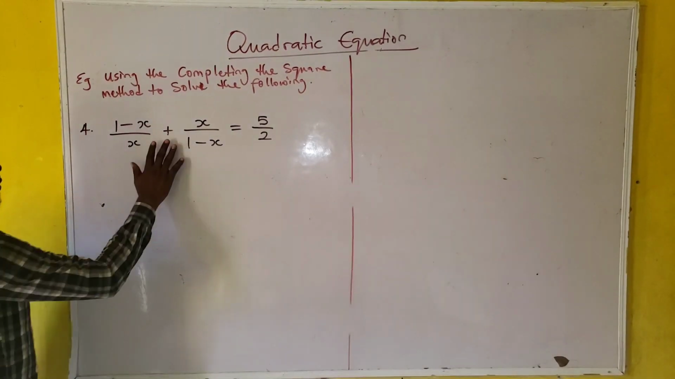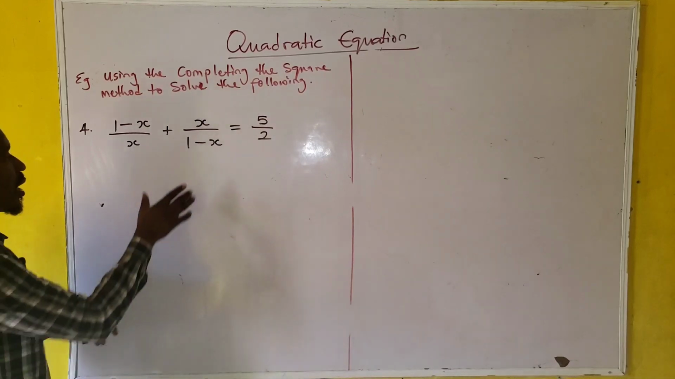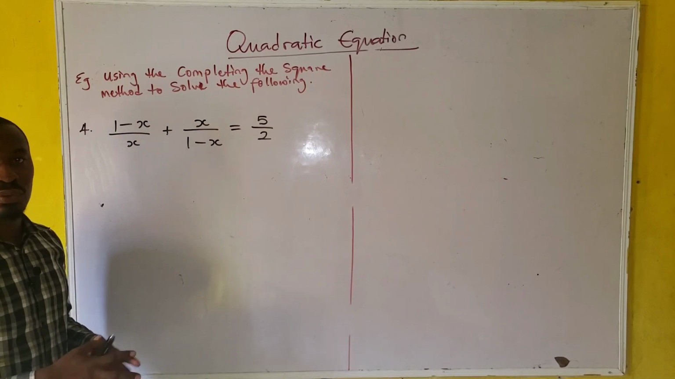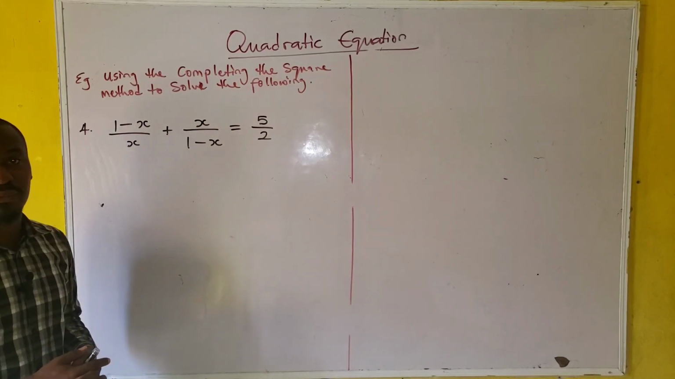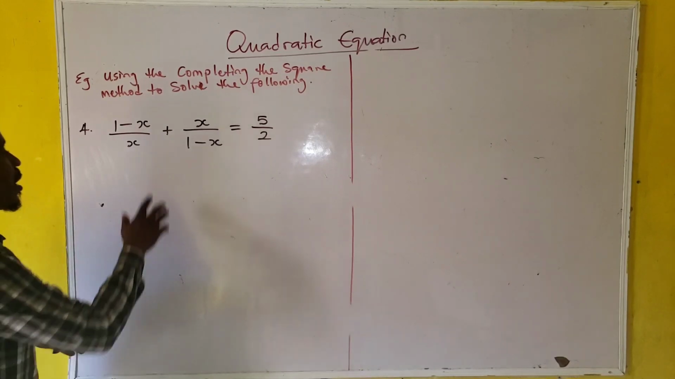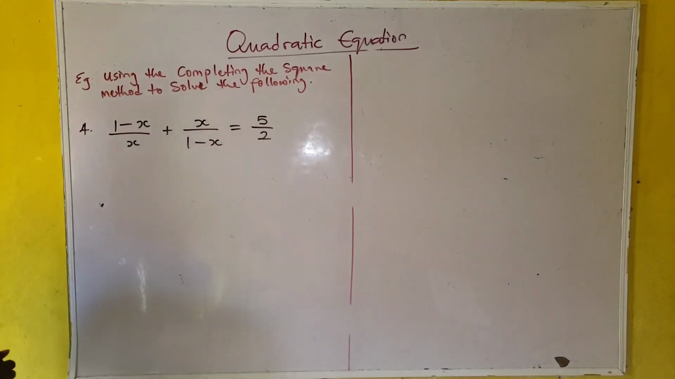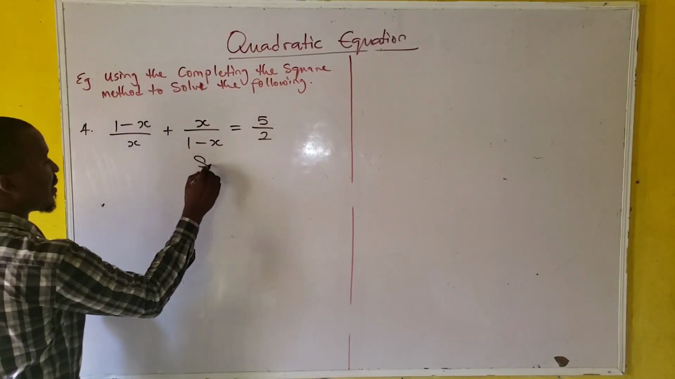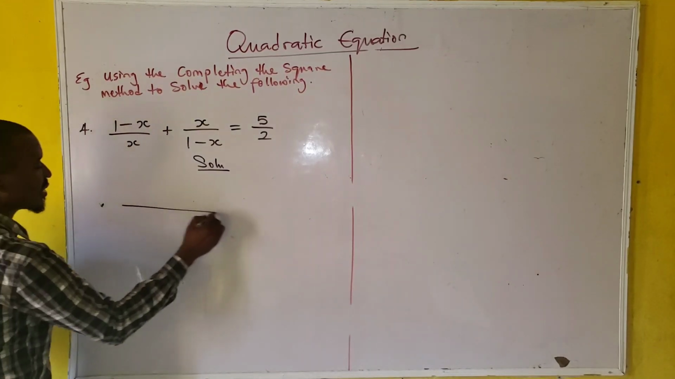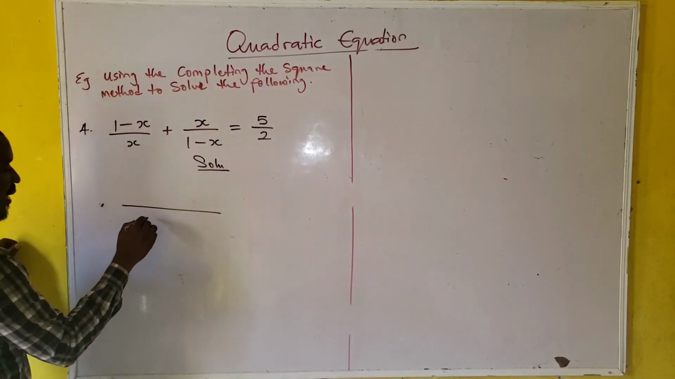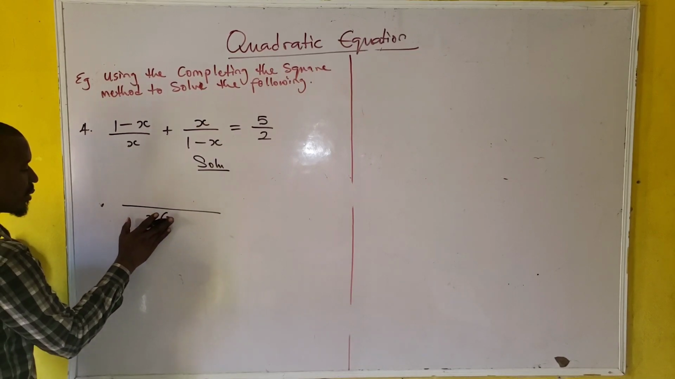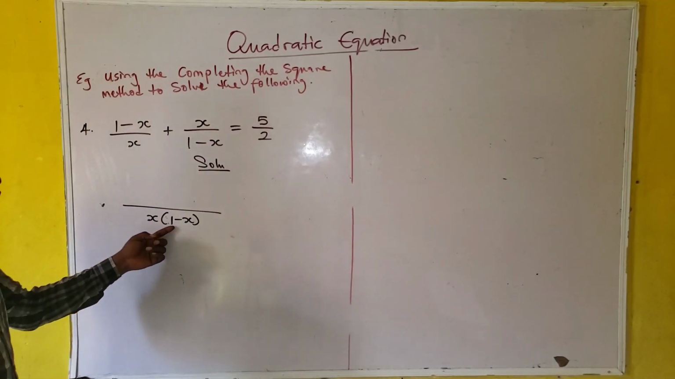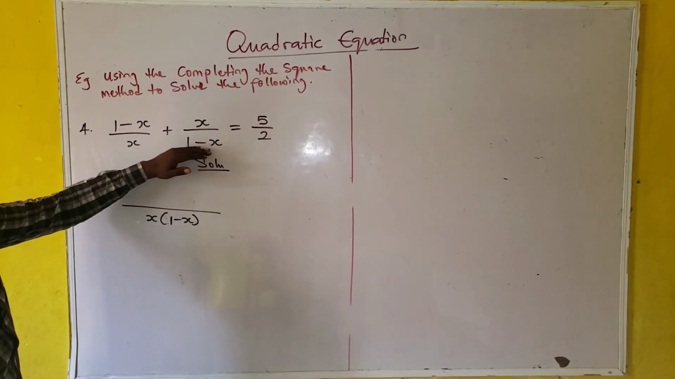Of course, like I said before, if you don't know how to do your algebraic fractions, we have videos that you can use to learn how to take care of algebraic fractions of this nature and simplify. Okay, so let's work on this. The first thing we are going to do here is to take the LCM of the left hand side. So let's have our solution. The LCM of the left hand side is x into 1 minus x.